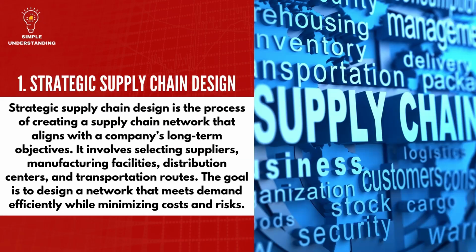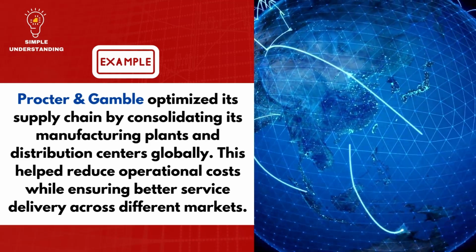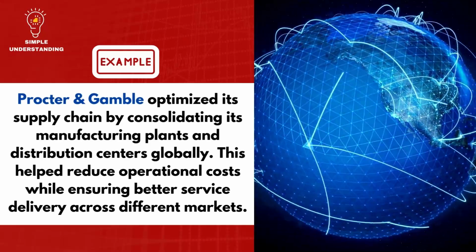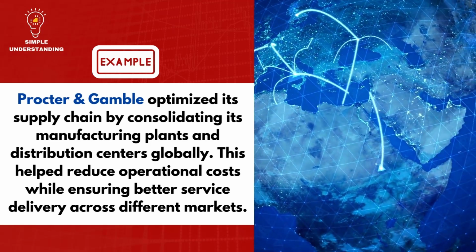Key topics. 1. Strategic supply chain design. Explanation. Strategic supply chain design is the process of creating a supply chain network that aligns with a company's long-term objectives. It involves selecting suppliers, manufacturing facilities, distribution centers, and transportation routes. The goal is to design a network that meets demand efficiently while minimizing costs and risks. Example: Procter & Gamble optimized its supply chain by consolidating its manufacturing plants and distribution centers globally. This helped reduce operational costs while ensuring better service delivery across different markets.